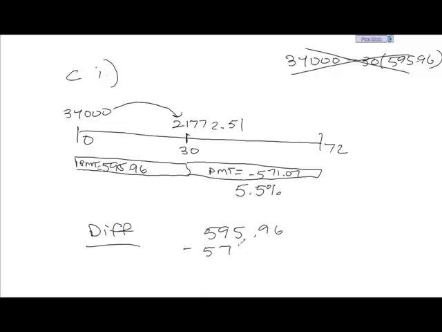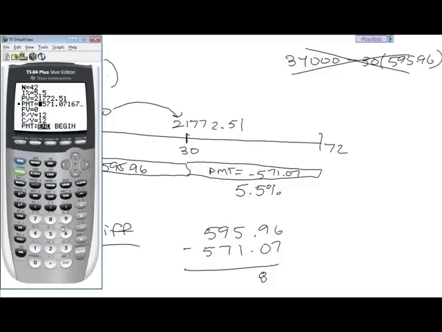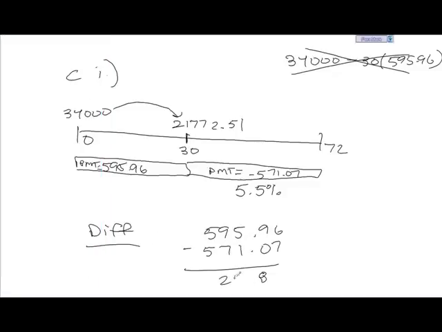So it's a little bit lower, and the difference, which is what we're interested in, how much lower, is $595.96 minus $571.07. Why don't I just do this in here? It'll be a little bit faster. $595.96 minus $571.07. And the difference is $24.89. And that's how much you save. So it might not be worth refinancing at the lower rate for only 42 months, but then again, it just sort of depends on your goals.